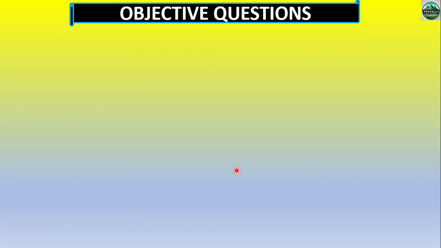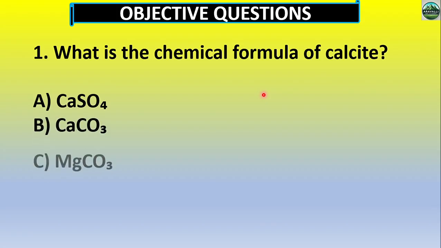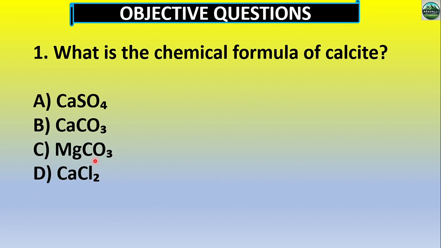Now we are going to discuss the most important part of the video, objective questions related to the mineral calcite. Now first question, what is the chemical composition of calcite? Option A, CaSO4, option B, CaCO3, option C, MgCO3, option D, CaCl2. So what is the right answer? We know that calcite is a carbonate mineral, so the correct answer is CaCO3.